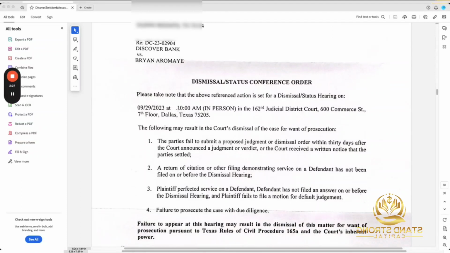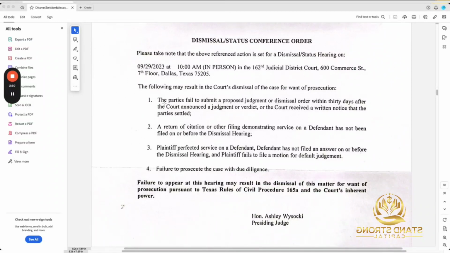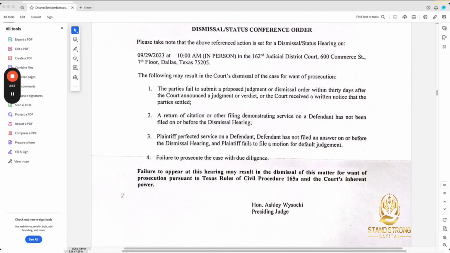Then they sent this notice. Please take note that the above referenced action is set for dismissal status hearing on 9/29, 10 a.m. in person at this address. The following may result in the court's dismissal of the case for want of prosecution. Number one, the parties failed to submit a proposed judgment or dismissal order within 30 days after the court announced a judgment or verdict, or the court received a written notice that the party settled.